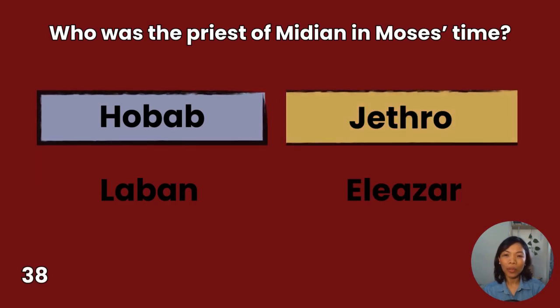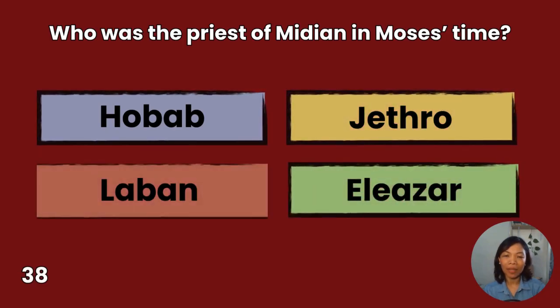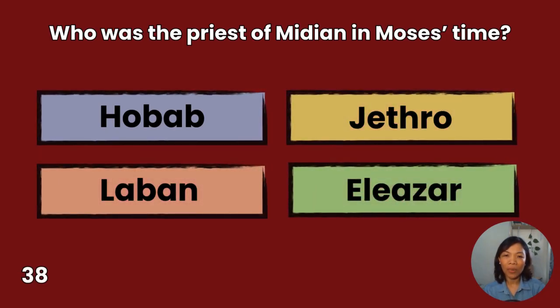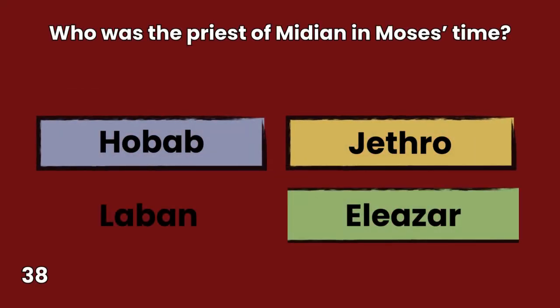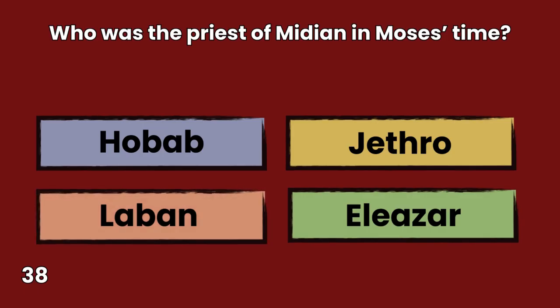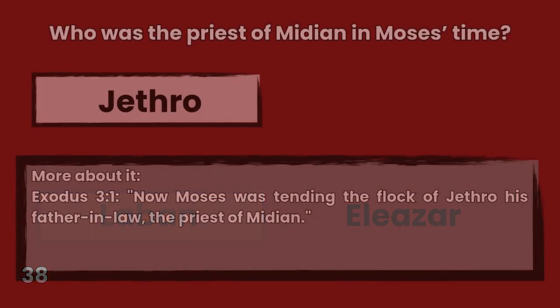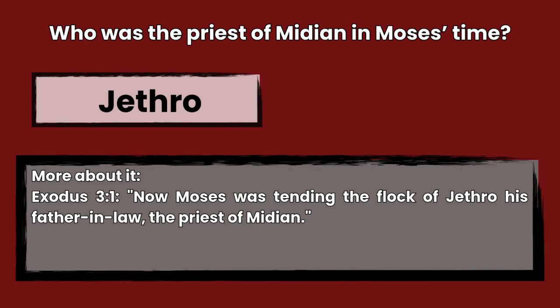38. Who was the priest of Midian in Moses' time? Hobab, Laban, Jethro, Eleazar. You have 10 seconds to answer. The answer is Jethro, Exodus 3:1. Now Moses was tending the flock of Jethro, his father-in-law, the priest of Midian.